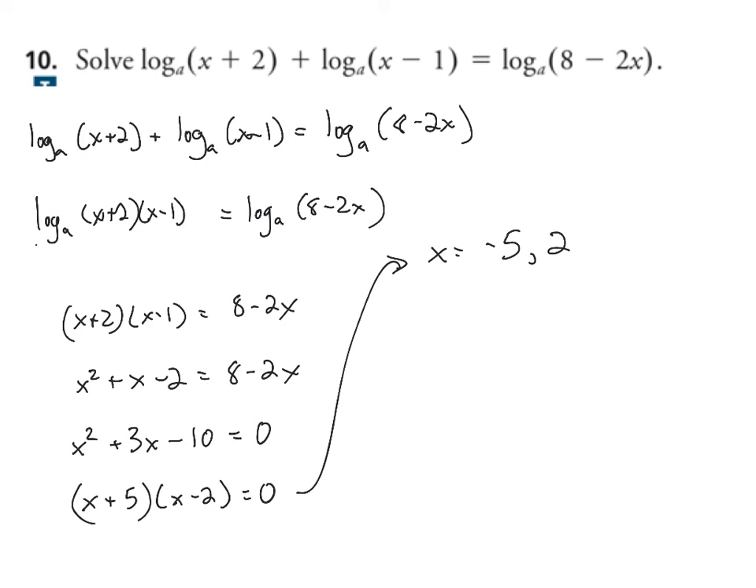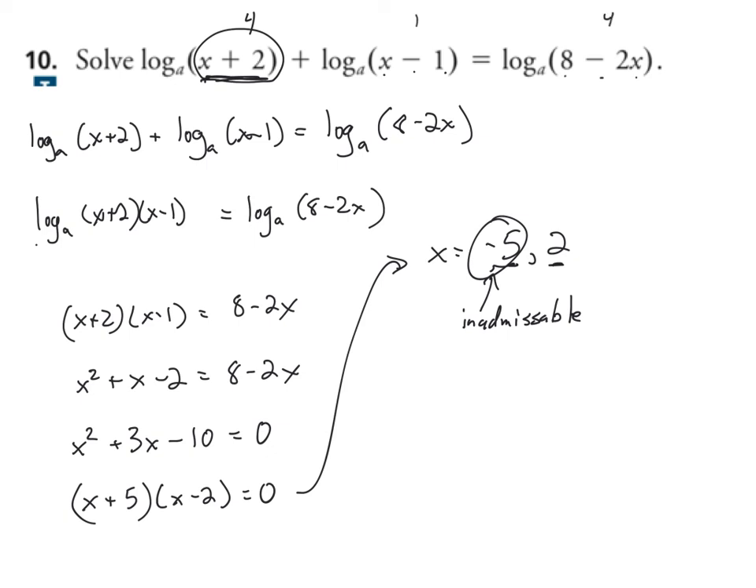Let's be careful here. Is that allowed? Negative 5 plus 2 is negative 3. This is inadmissible, because the argument is not allowed to be a negative number. What about 2? Is that one good? 2 plus 2 is 4. That's fine. 2 minus 1 is 1. That's fine. And 8 minus 4 is 4.